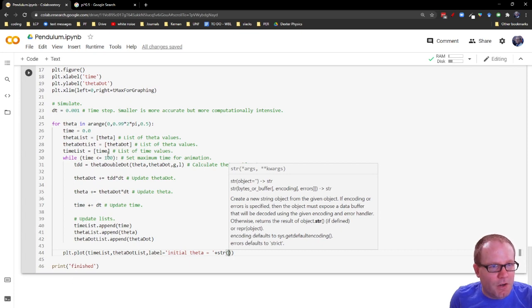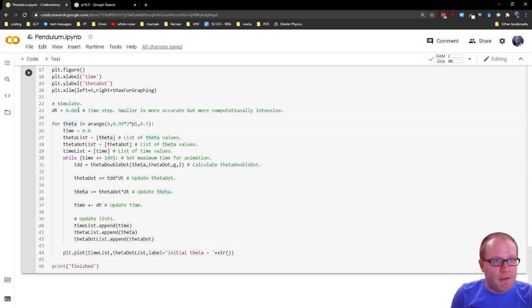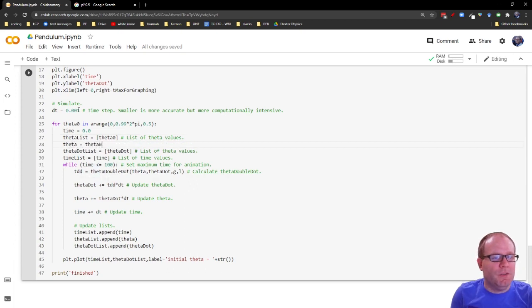So theta is changing over here. So let's call this theta 0. And then we'll say theta list equals theta 0. And we'll say that our theta equals theta 0. So theta is going to be the thing that evolves down here. Theta 0 is my record of what I started out with. All right, let's give that a try.